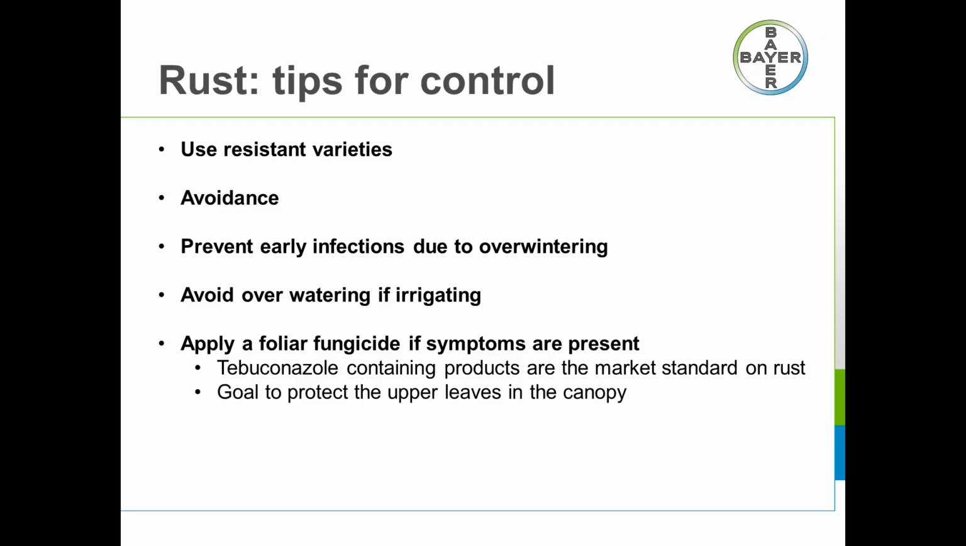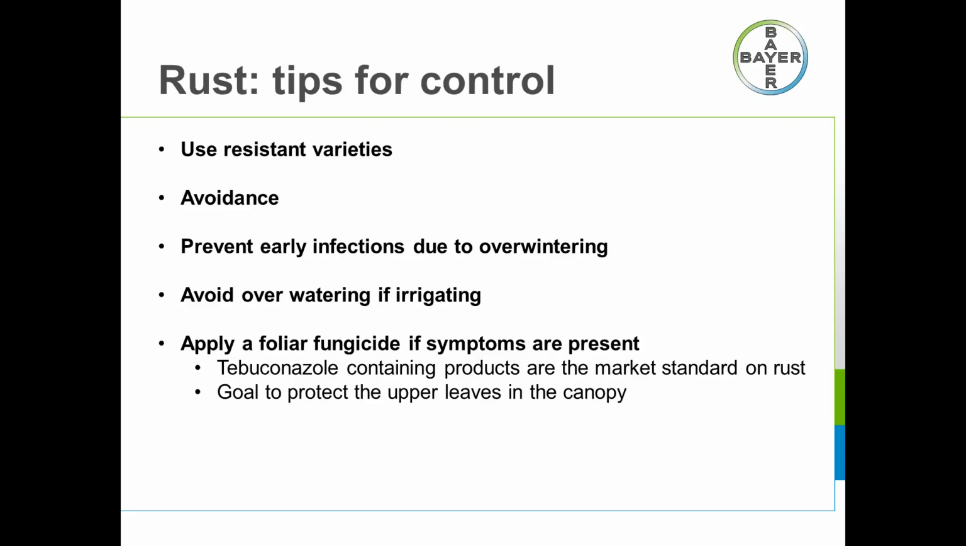Prevent early infections due to overwintering. If you've got a spring crop in the area that has some disease level on it in one growing season, ensuring that that crop is complete before your winter crop is put in, and those seedlings emerge, is a good tactic to avoid overwintering on a winter wheat crop.